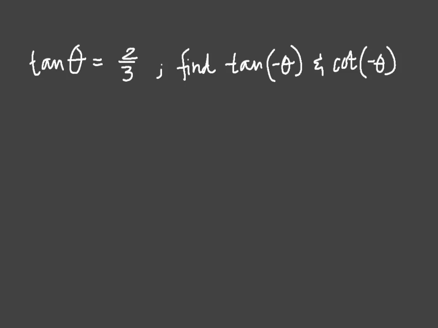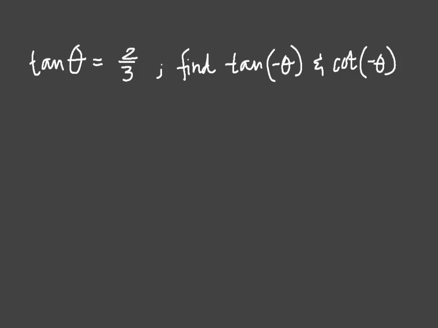So you're not only going to have to use even and odd properties here to do these functions for negative theta, you're also going to have to use this idea of reciprocal identities, as in tangent and cotangent are reciprocals of each other. So once I find this, that means I can also find this. All right, so let's get started. If you wanted to, you could first think about what this triangle would look like. You know that your y value is 2, and you know that your x value is 3 because you know that tangent is y over x.